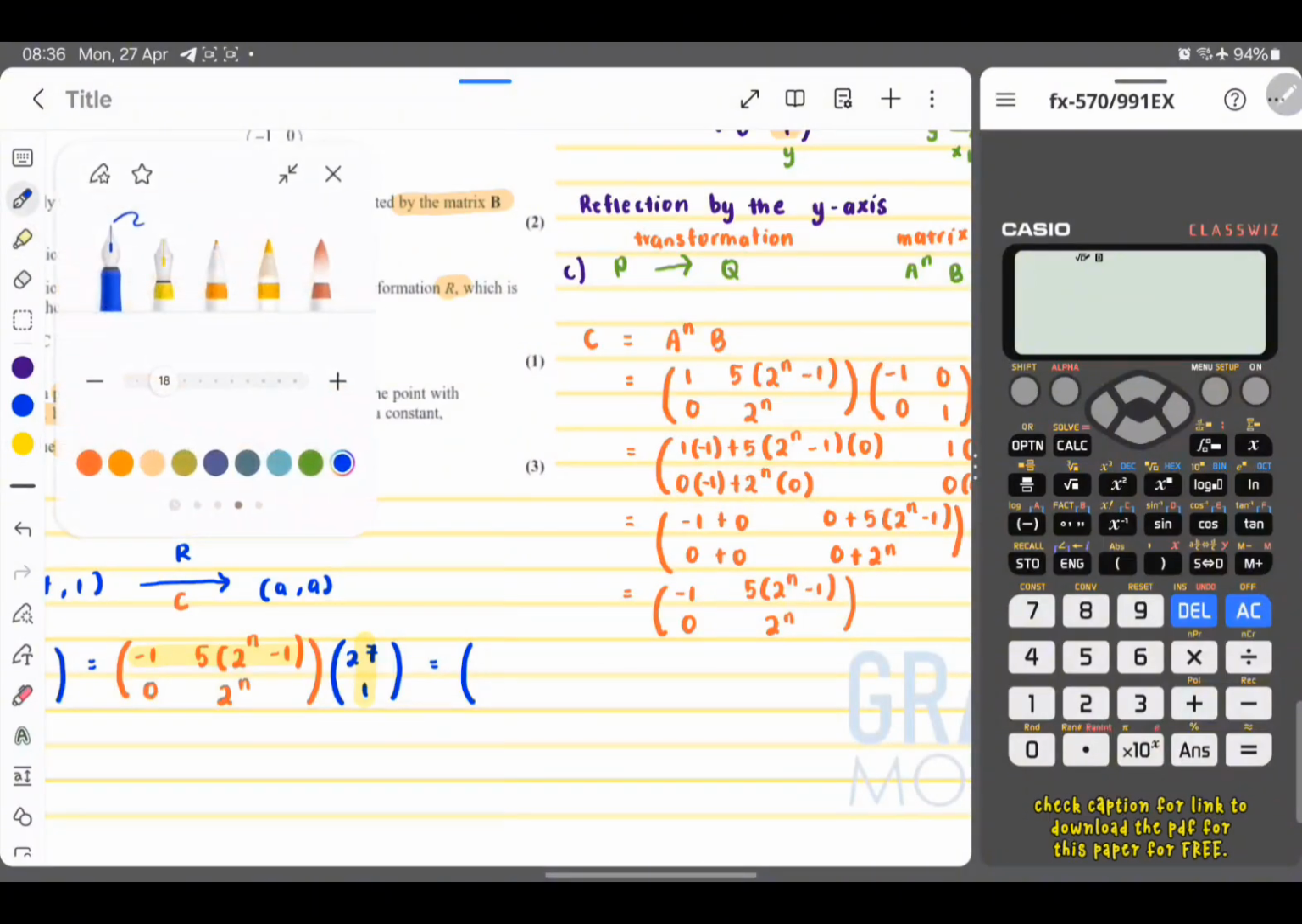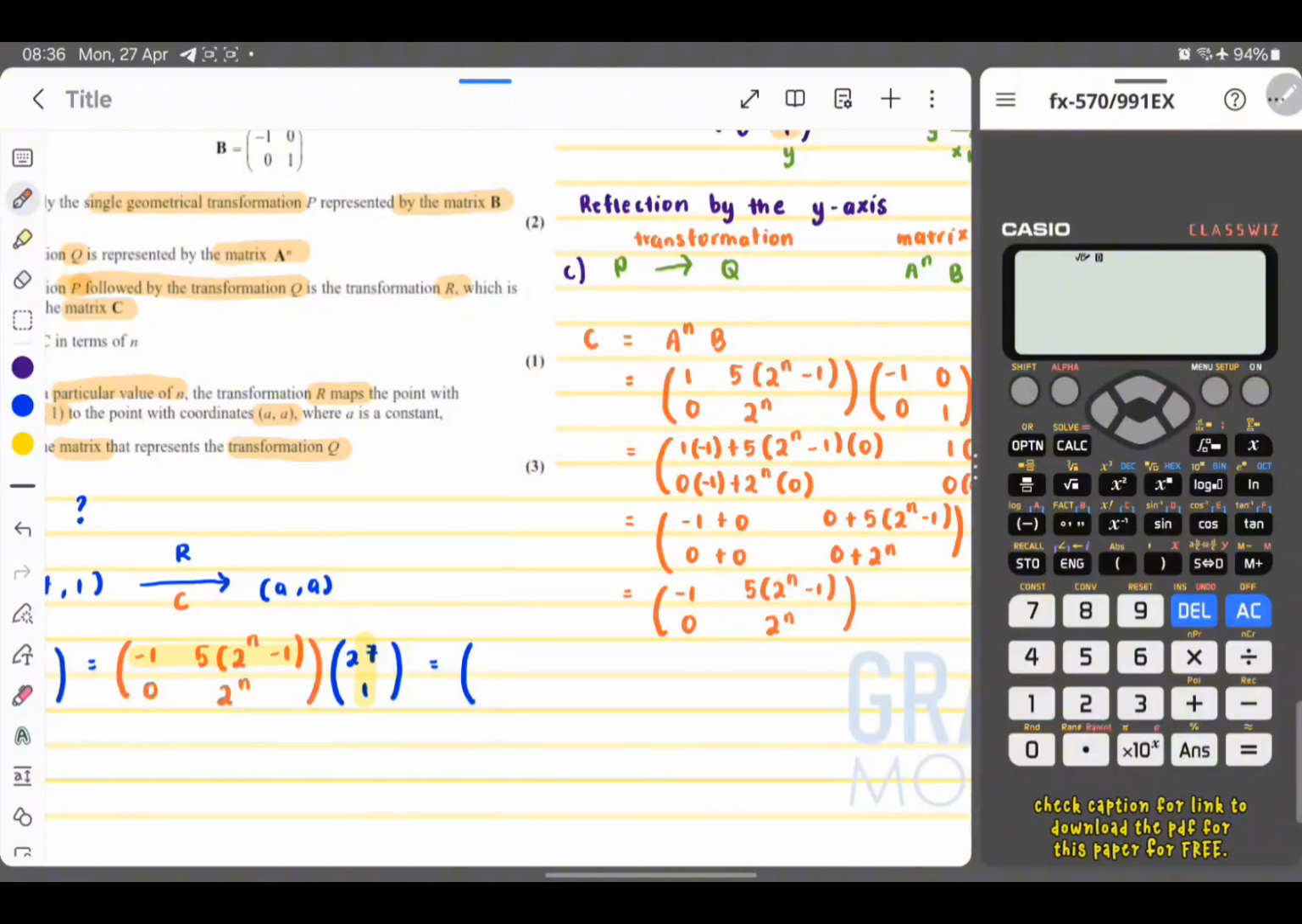So this time, let's consider the first row. We'll have -1 times 27, plus 5, open bracket, 2 to the power of n minus 1, times 1, considering the elements from the second matrix, 27 and 1. Moving on to the second row of our first matrix, that would be 0 times 27, plus 2 to the power of n times 1.